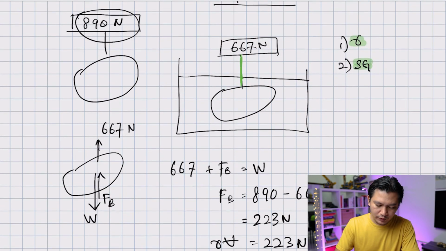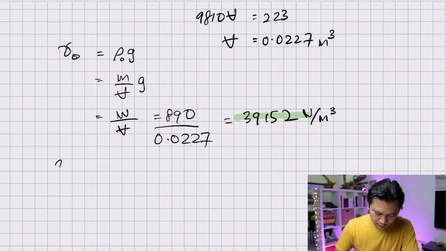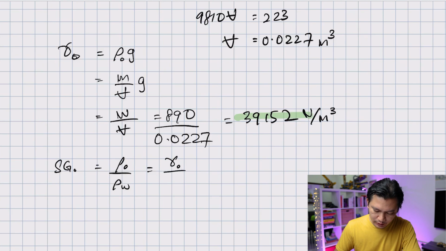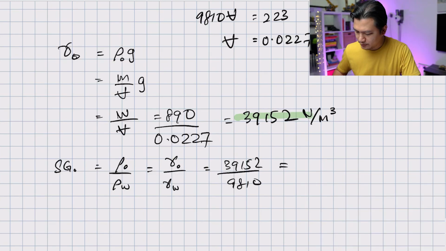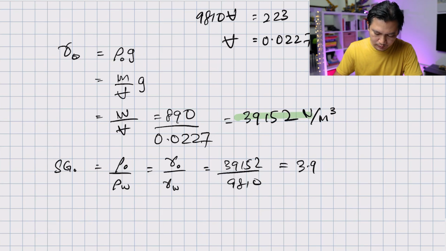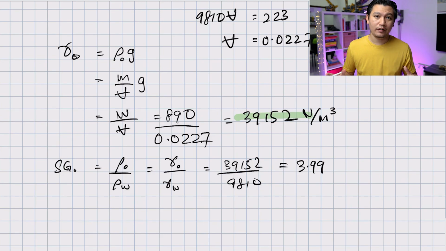And the other question is to find the specific gravity. So specific gravity of the object is equal to density of object divided by density of water. And because gravity is similar, it doesn't matter if it's for object or for water. So you can also say that this is gamma of object divided by gamma of water. And this is equal to 39152 divided by 9810. And you end up with 3.99. And as usual, specific gravity does not have units.